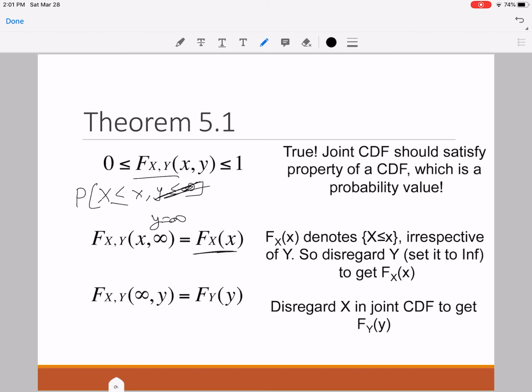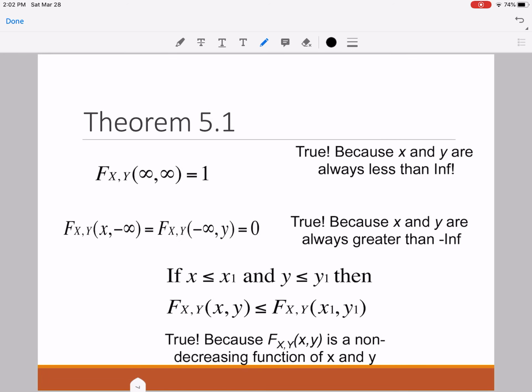Similarly, I can get the marginal CDF for random variable y by setting x to infinity, by disregarding x in the joint CDF. F of x comma y at infinity comma infinity will always be equal to 1, because the probability that x is less than or equal to infinity and y is less than or equal to infinity is equal to 1. F of x comma y at x comma negative infinity is equal to F of x comma y at negative infinity comma y, which is always going to be equal to 0. That is true because both x and y will always be greater than negative infinity.